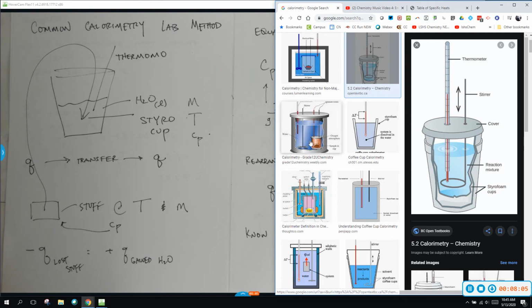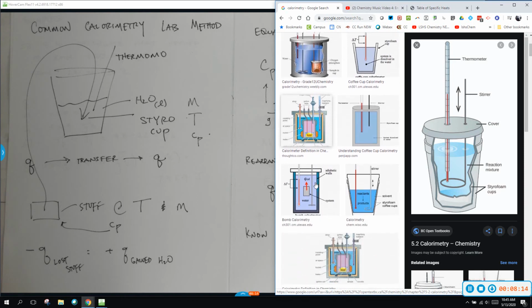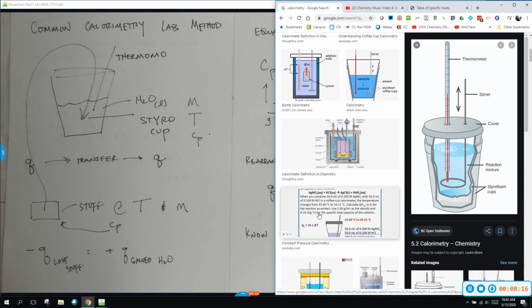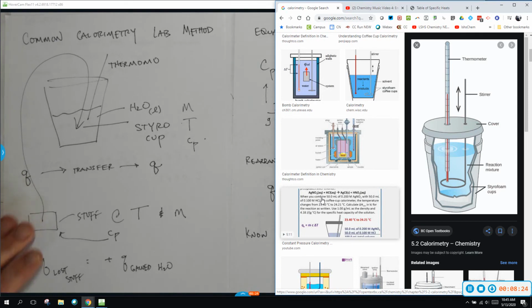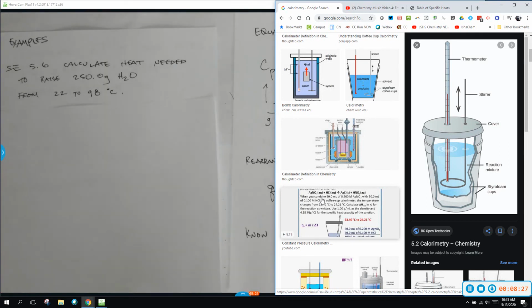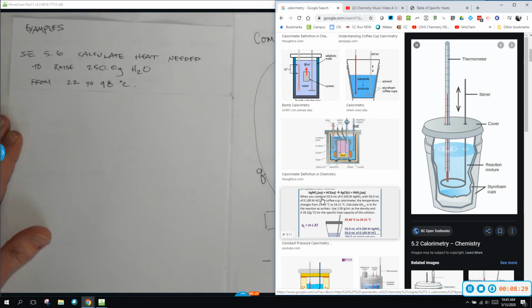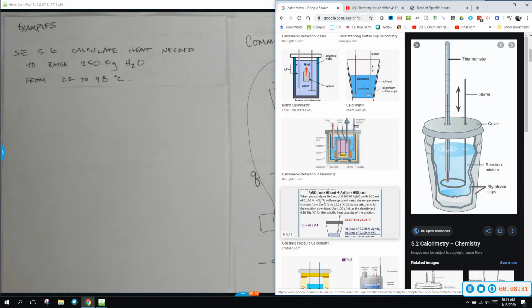So there are other types of calorimeters right here as well. These are called bomb calorimeters. They work at close to constant pressure, but not always. And if you just Google calorimetry, you can see lots of different methods of using Q equals MC delta T to find different variables from the equation. So here are two example problems of doing some calculations.